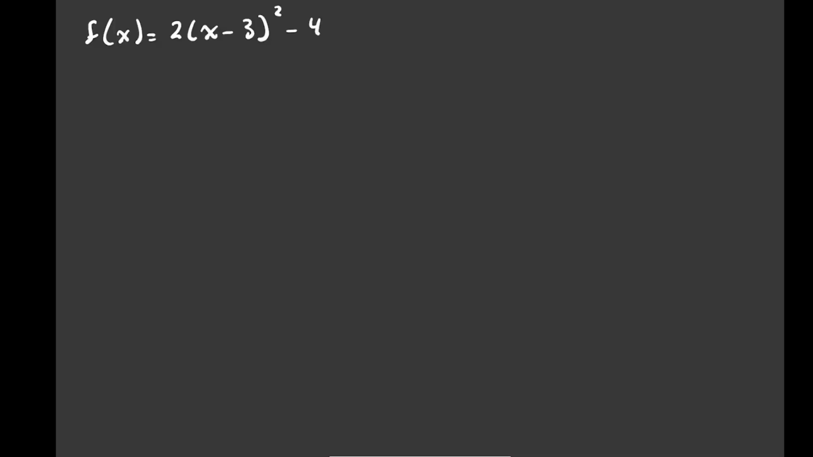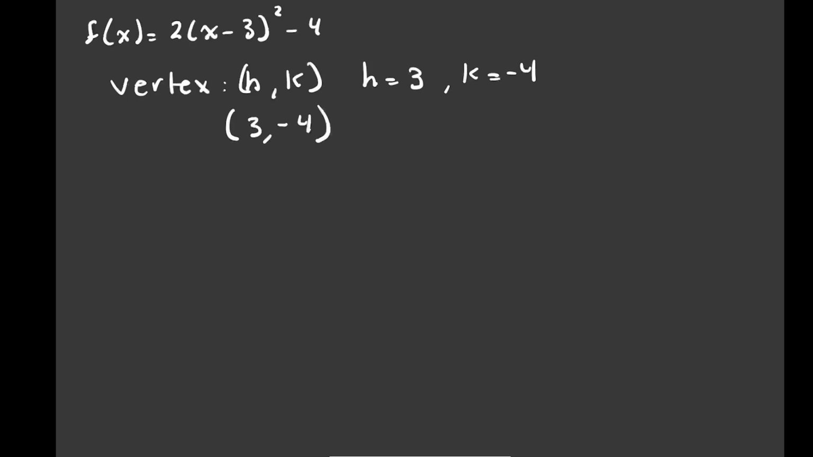So going back to this function, let's find our short run behavior of the graph. Since this is in vertex form right now, I know that my vertex point, which is (h, k), where right here h is equal to 3 and k is equal to negative 4. So I know that my vertex point is at (3, -4). Now also, part of my short run behavior of the graph is finding my y-intercept.